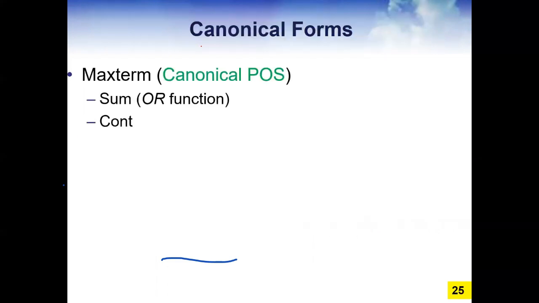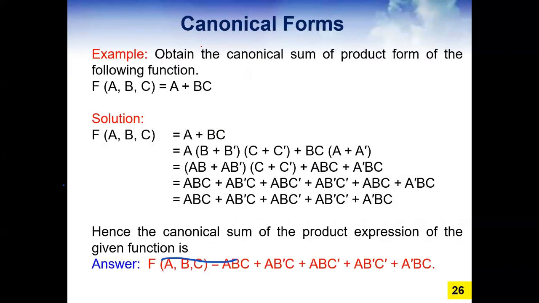Now see this next one. So the question will come like that: obtain the canonical sum of product form of the following function. So girls, they are asking for the sum of product form. You can see here, this is A plus BC. Which form is this? Sum of product form. So in the first product, what is missing? A is missing and B is missing. Sorry, B and C, correct.